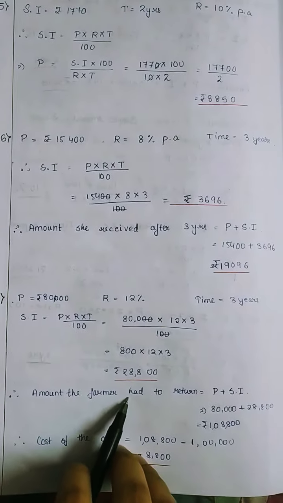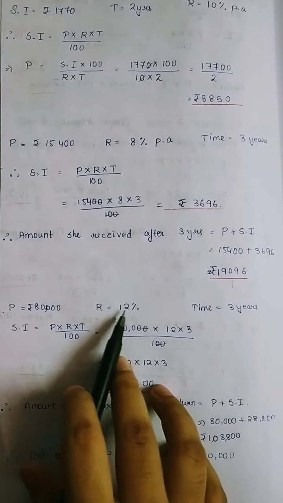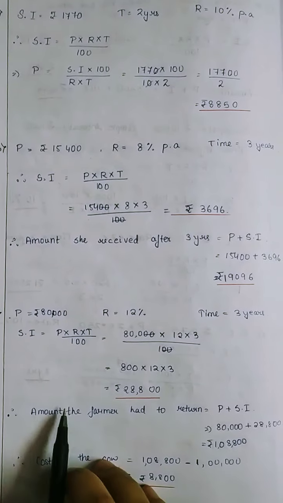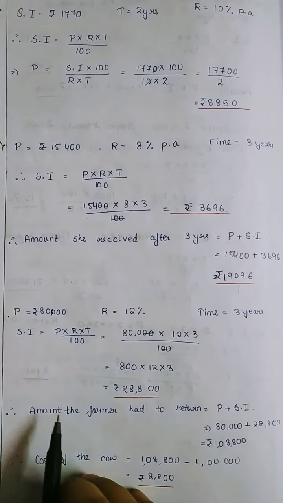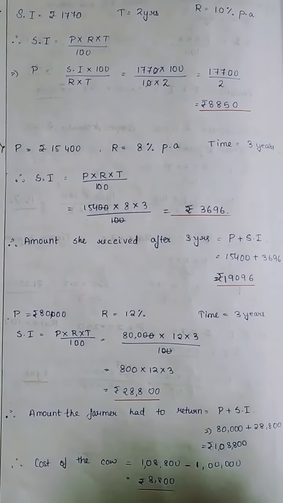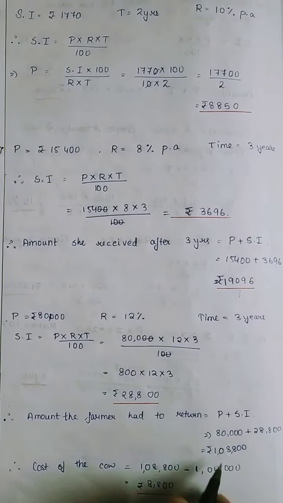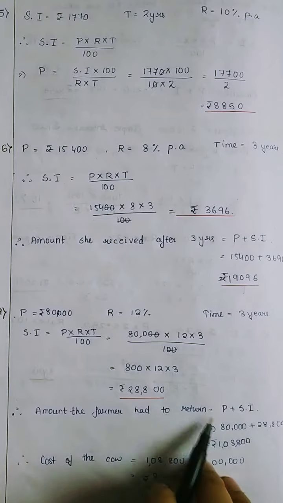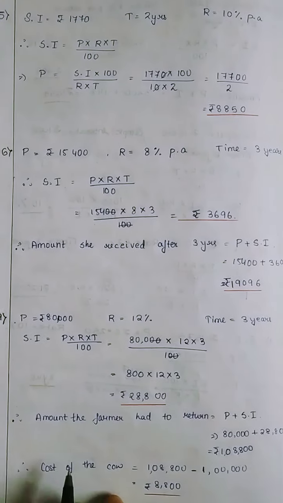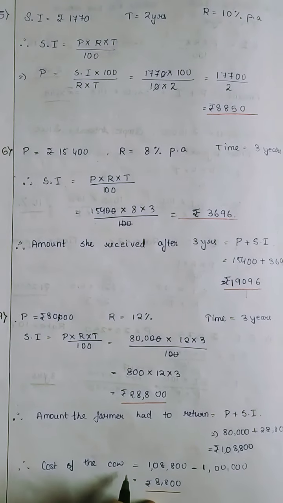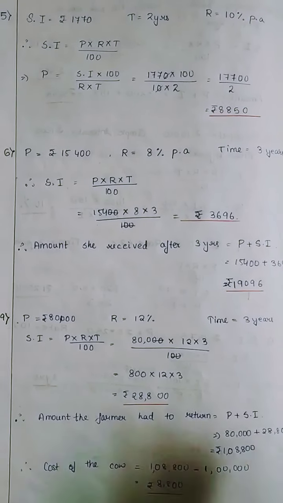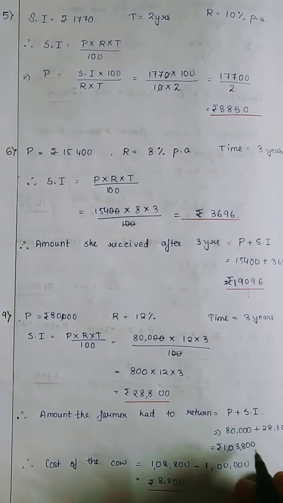Now in question number 9, principal is given, rate is given, time is given. You have to find the simple interest. And after that you have to find the amount the farmer has to return, okay, after 3 years. So again you have to do the same thing as you have done in this question. Principal plus simple interest, you will find it out. Now after that the cost of the cow we have to find when he has returned 1 lakh rupees. So whatever extra amount he had, that will be the cost of the cow.